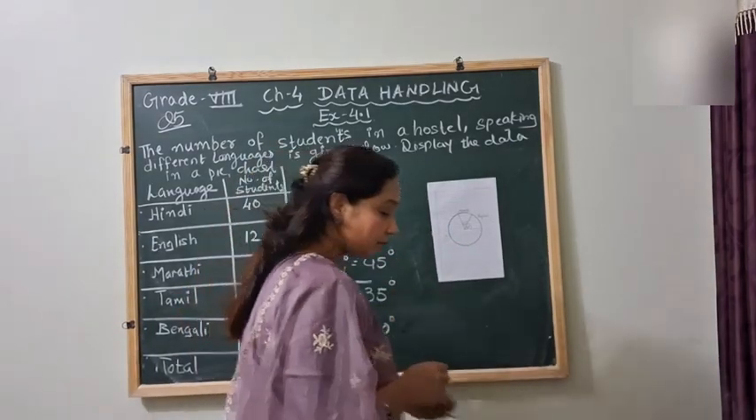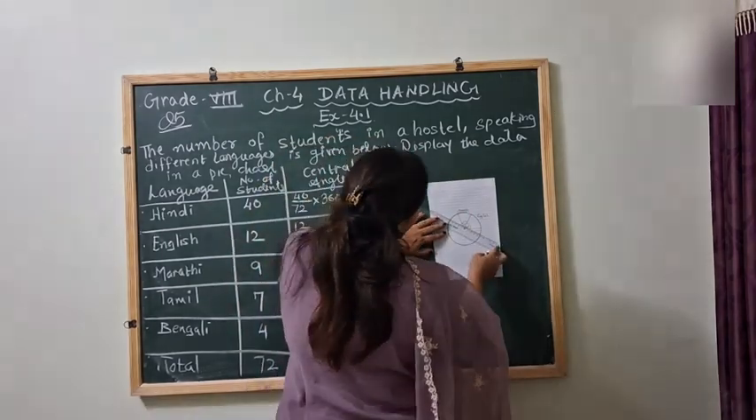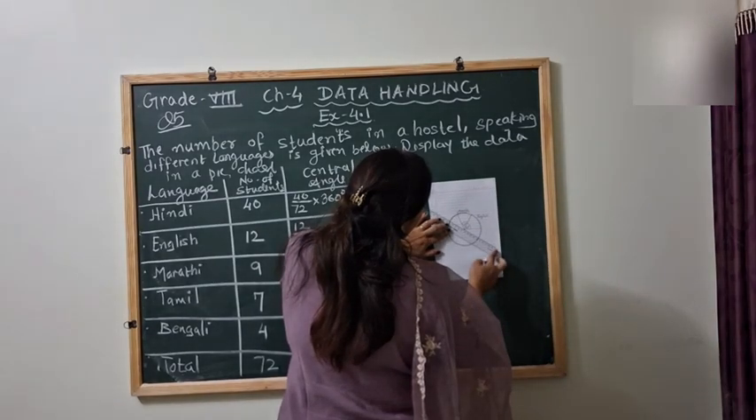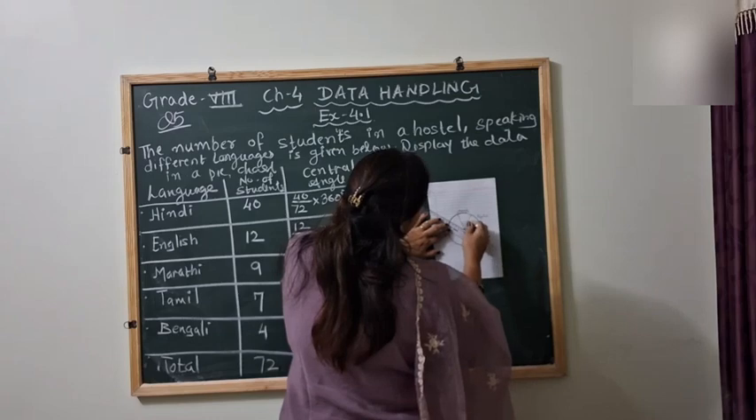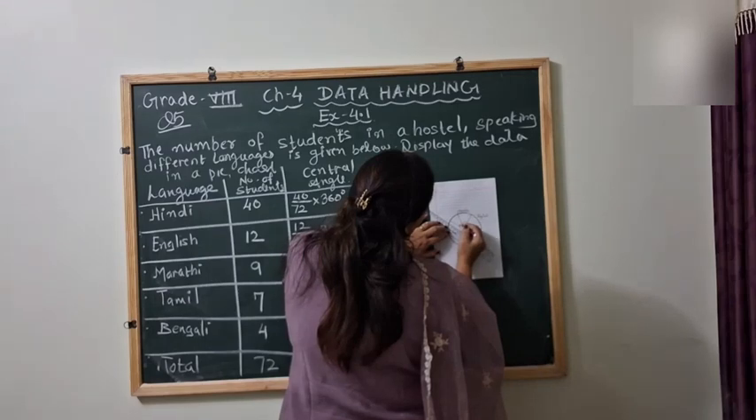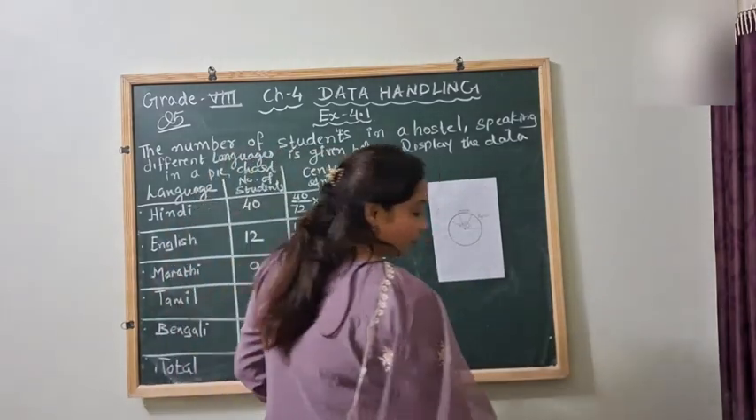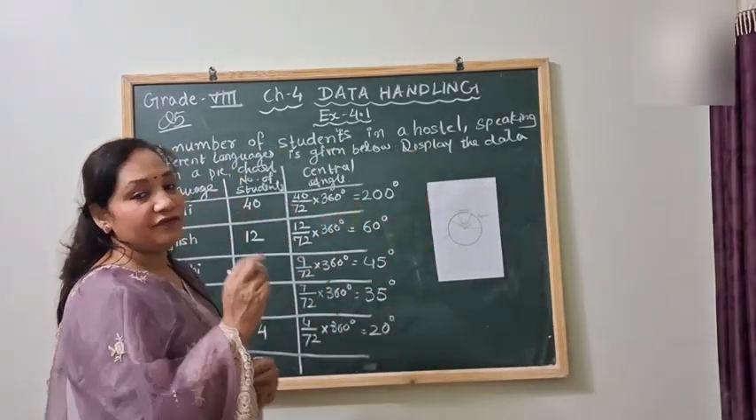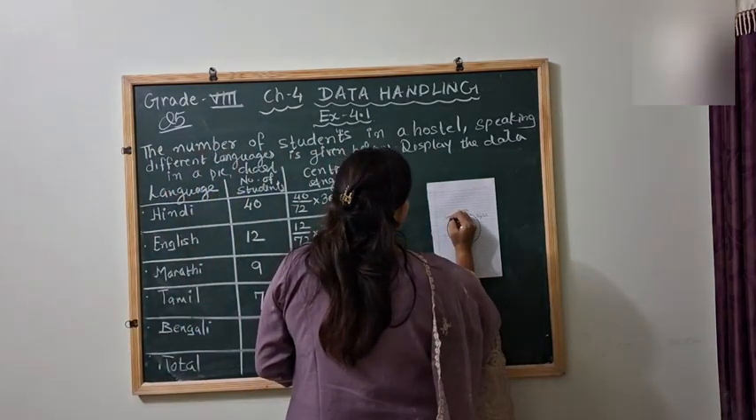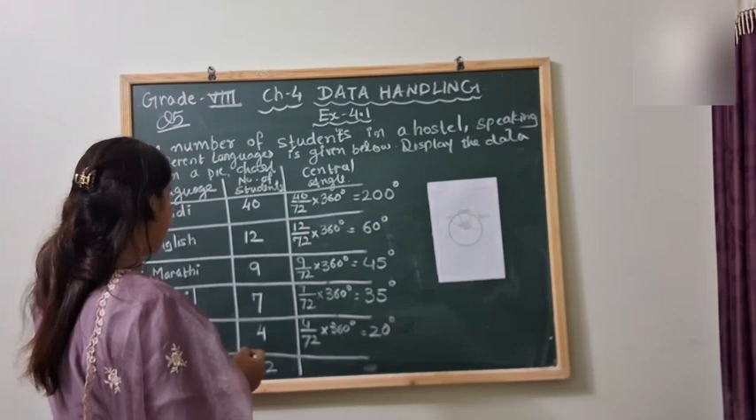Here, 35 degrees. Which language? 35 degrees shows the Tamil language. Okay, now Bengali.